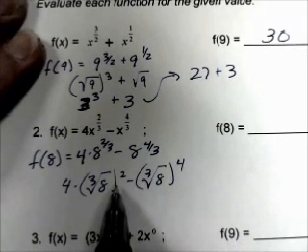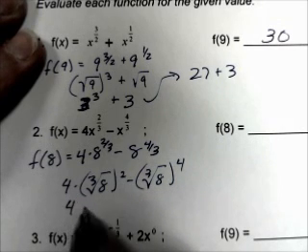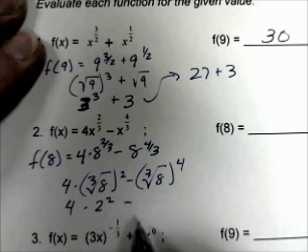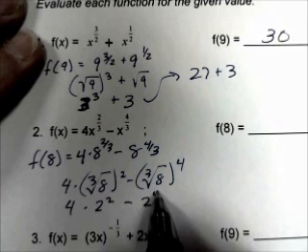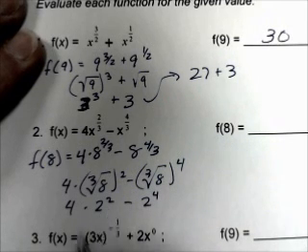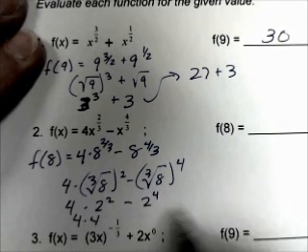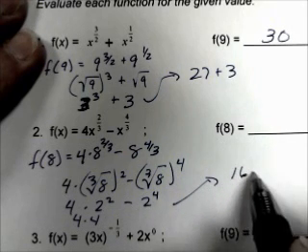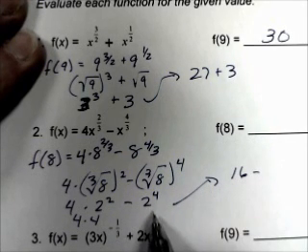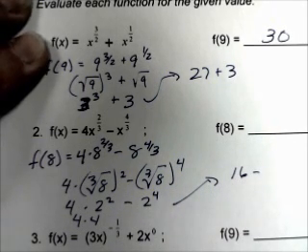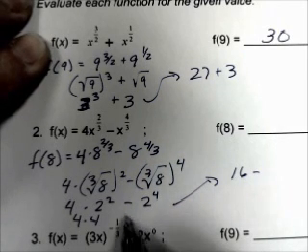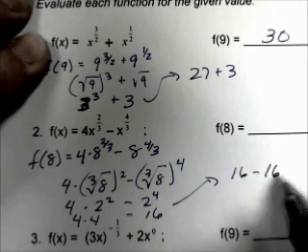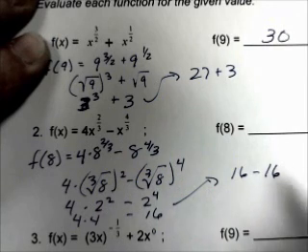And the cube root of 8 is 2. This is 4 times 2 squared minus 2 to the 4th. 2 squared is 4. 4 times 4 is 16. Minus 2 to the 4th is 16. 16 minus 16 is 0.